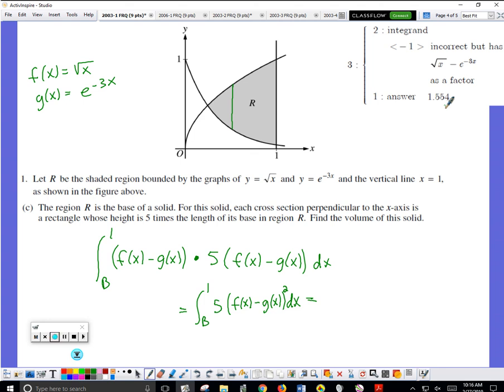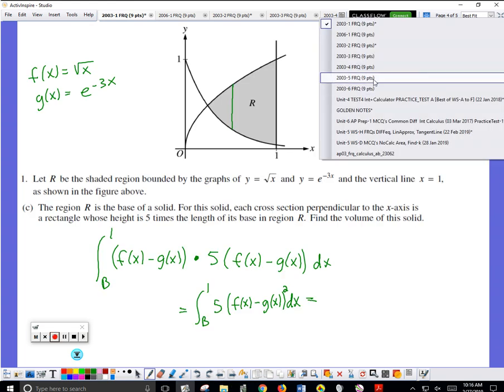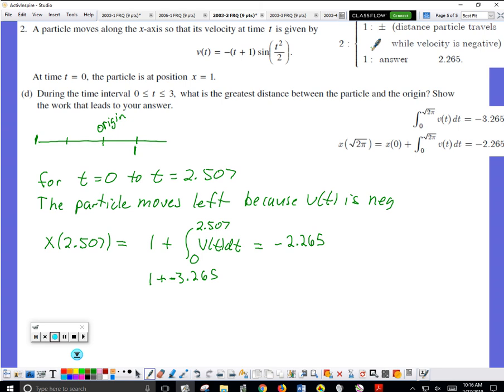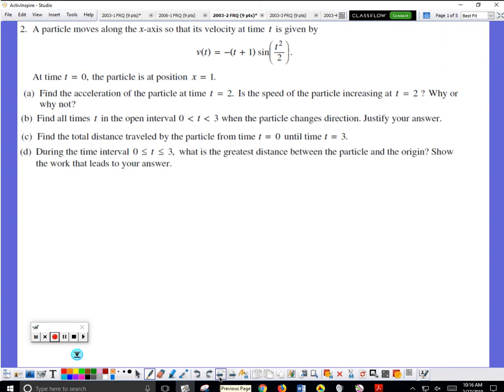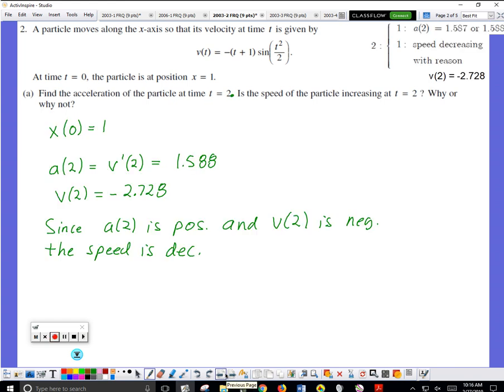Awesome. Next one, number 2. Okay, number 2, also a pretty familiar concept. We worked on this a lot in Unit 4. It says a particle moves along the x-axis, so its velocity is given by that formula. At time equals 0, the particle is at position 1. Go to part A. So I would have written down x of 0 equals 1. That's what they mean by position.